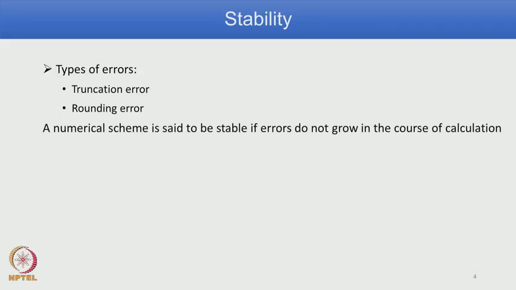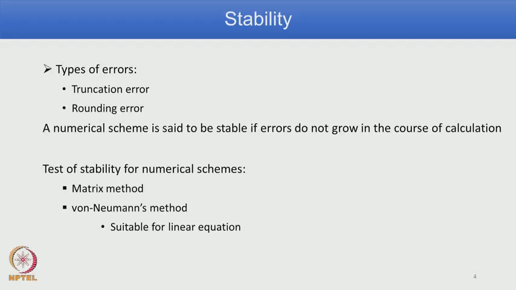We take the third aspect, stability, and we mentioned last class there are two types of error, truncation error and rounding off error. A numerical scheme is said to be stable if the errors do not grow in the course of simulation or calculation, that is, they are within some specified limit. If you get a solution, then such a scheme is said to be stable.